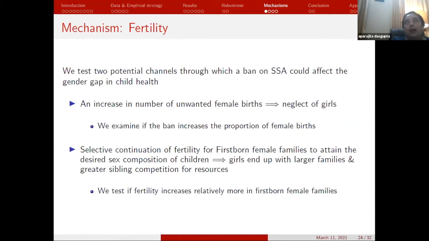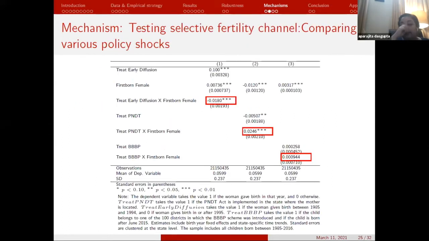So basically, with the advent of ultrasound access, families could use the ultrasound technology to attain the desired sex composition of their children. But now, with the ban on the technology, they would again go back to this fertility stopping rule, and again, more so for the firstborn female families. So, as a result, girls end up with larger families and greater sibling competition for resources because of the fertility stopping behavior. And so, what we test is if fertility increases relatively more in firstborn female families. So, these are the results.